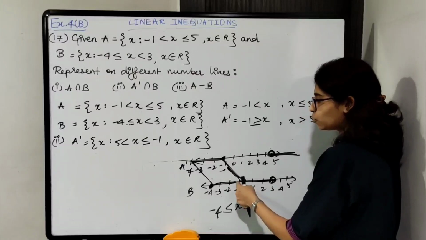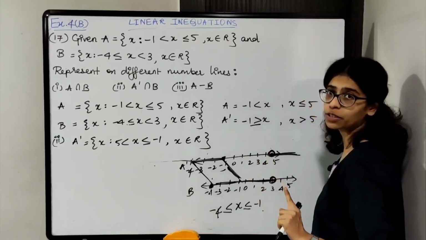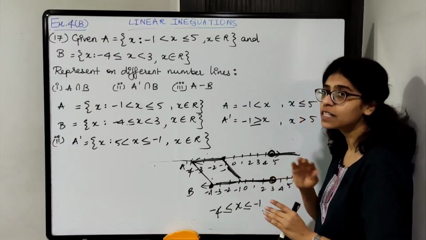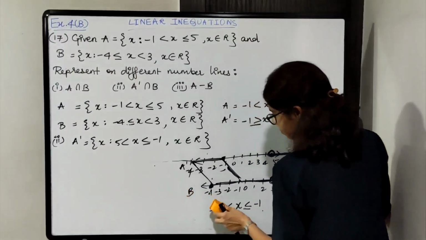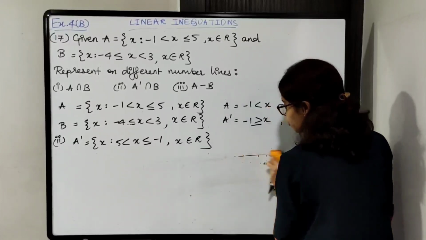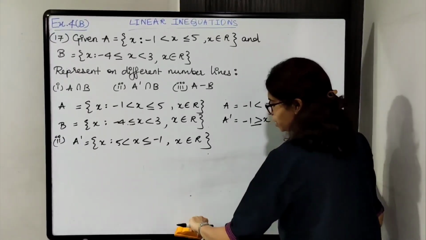Here -1 is included, here also it is included, here -4 is included, here also it is included. It should be included in both, only then you can take equal to, otherwise you cannot take equal to. Okay, so we'll plot it on the number line. Before that we need to write down A dash intersection B.